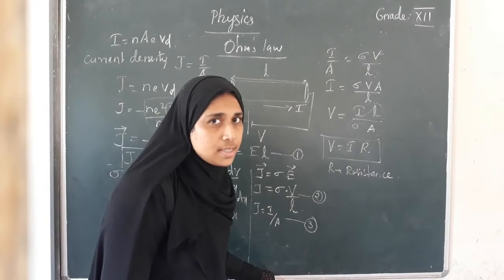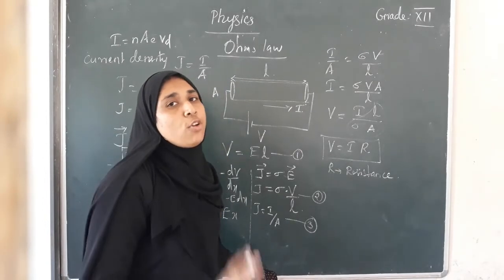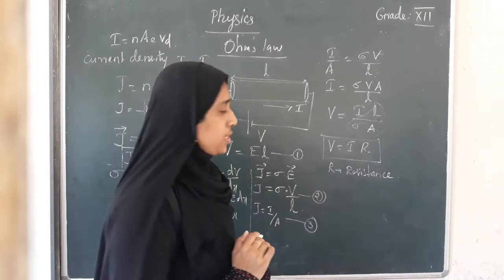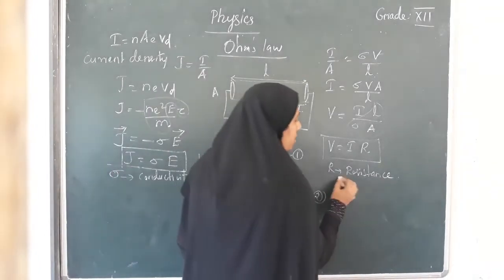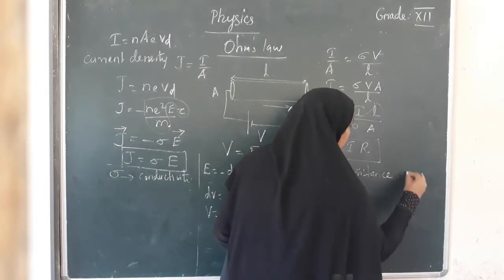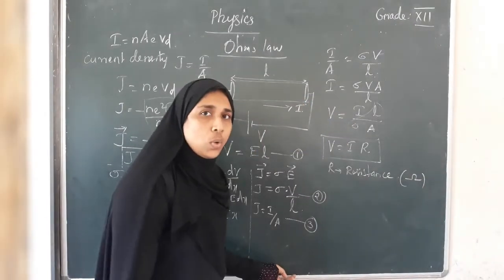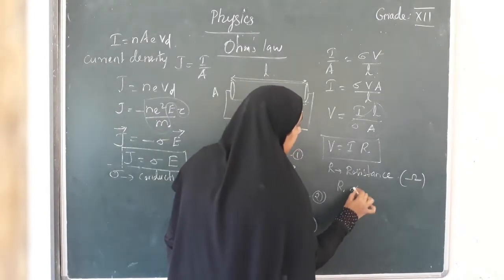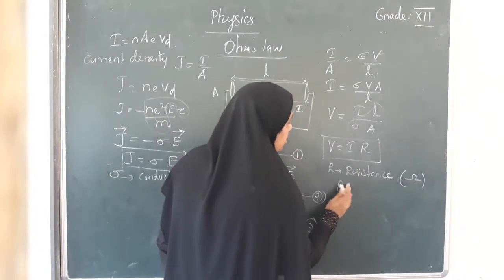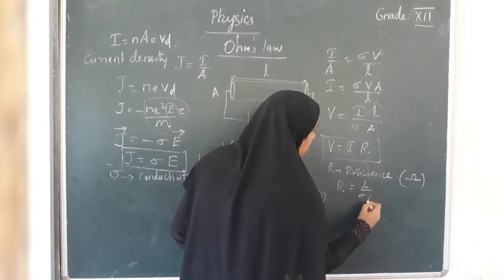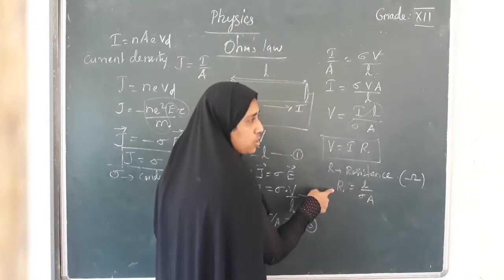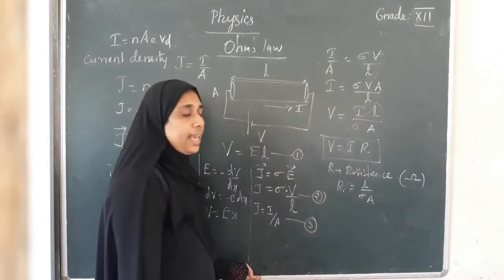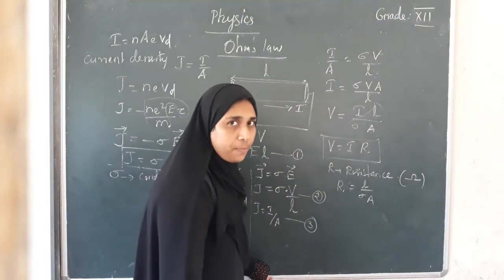What do you mean by resistance? It opposes the flow of current. The unit of resistance is Ohm. So the resistance can be written as L by sigma A. Resistance is directly proportional to the length of the conductor and inversely proportional to the area of cross section.